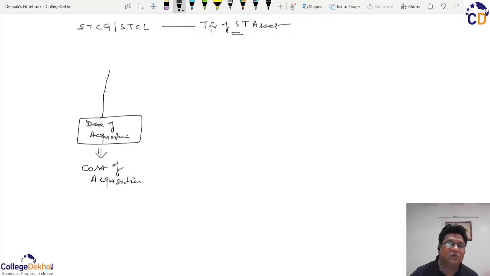Then during the period of your ownership, there may be certain expenditures which may be incurred either in one go or maybe multiple times, which have contributed to the addition of value of such asset acquired. So all those capital nature expenditures which have contributed to an increase or appreciation in the value of such capital asset will be known as the cost of improvement.